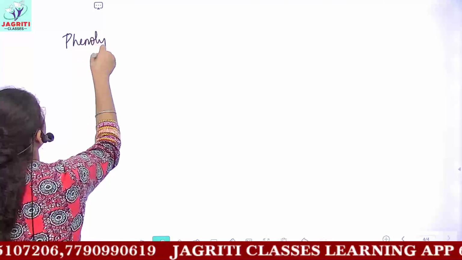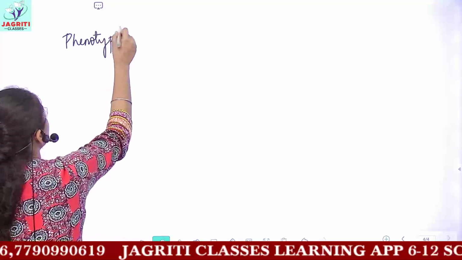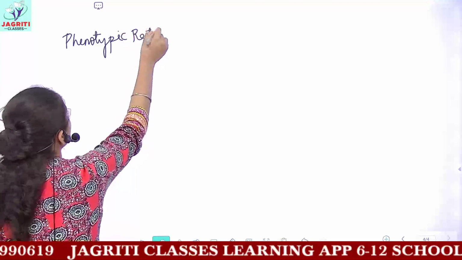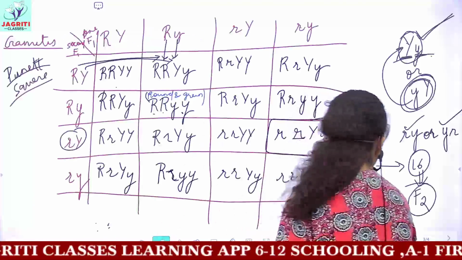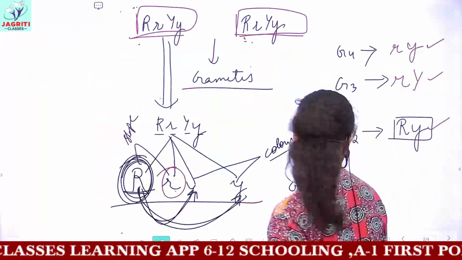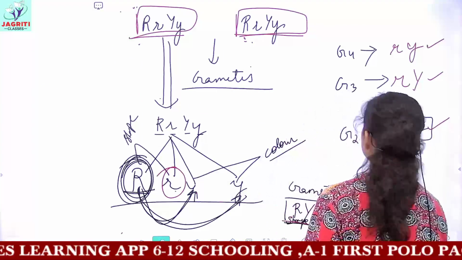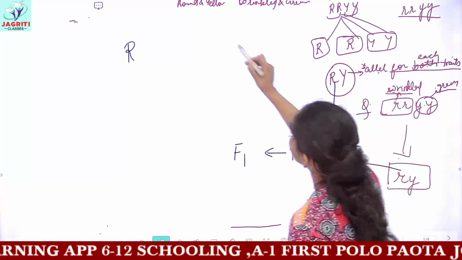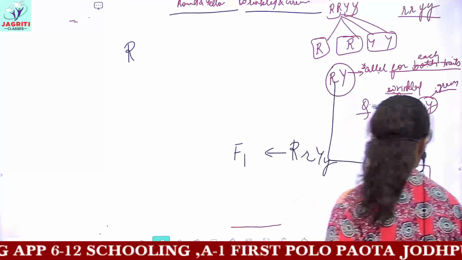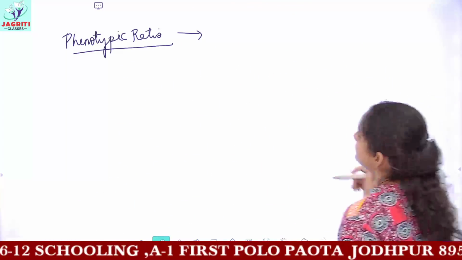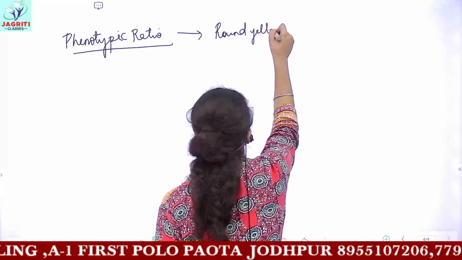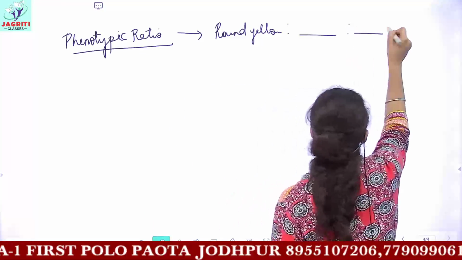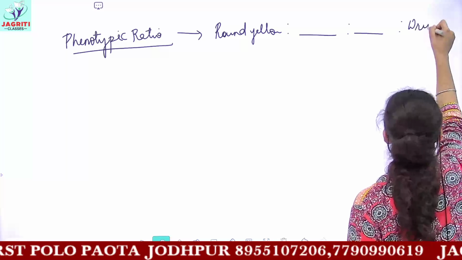So from the Punnett square data, you can find the phenotypic ratio. The phenotypic ratio is what? First you write the parents here. The parents which we have taken were round and yellow, and wrinkled and green. So we'll be writing the parents: round yellow, then wrinkled and green.